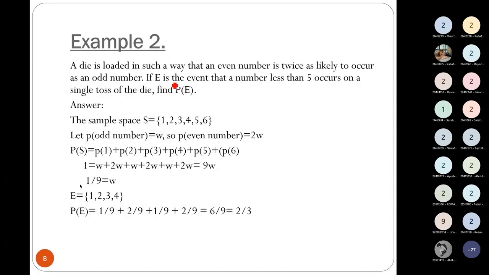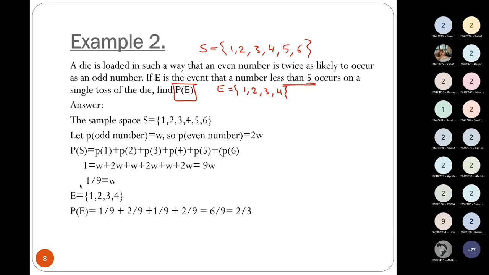So if E is the event that the number is less than 5, okay? Less than 5 means 1, 2, 3, 4. This is the event E. The sample space equals what? 1, 2, 3, 4, 5, 6. Any die has 6 numbers only. Okay, the event less than 5 is 1, 2, 3, 4. We need to find the probability of E.